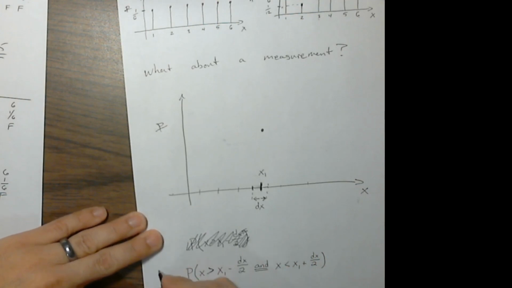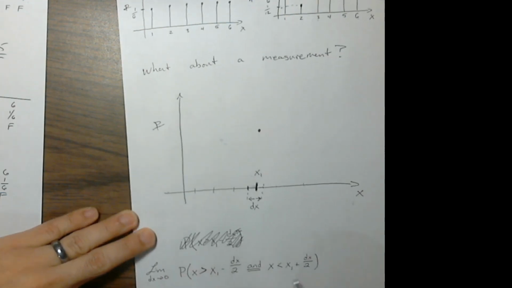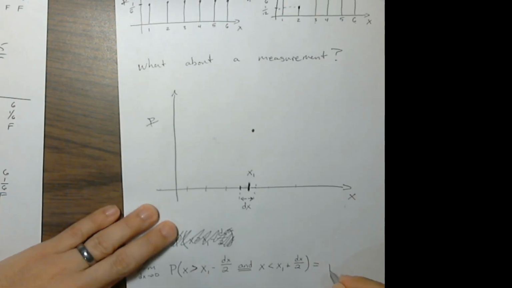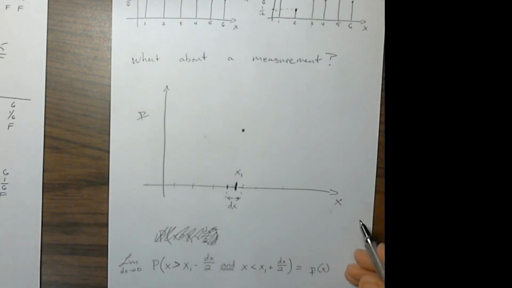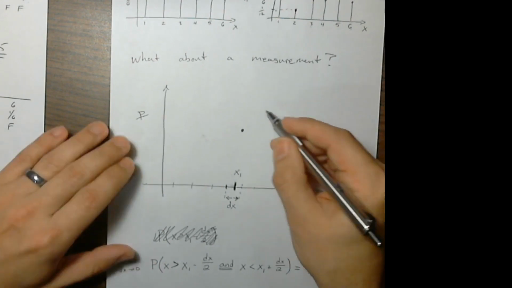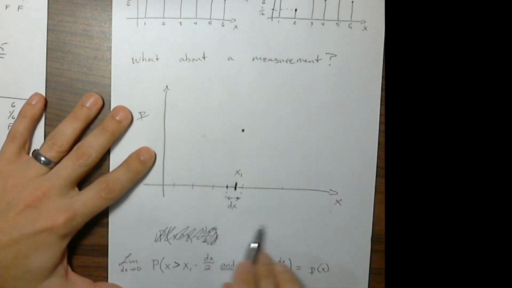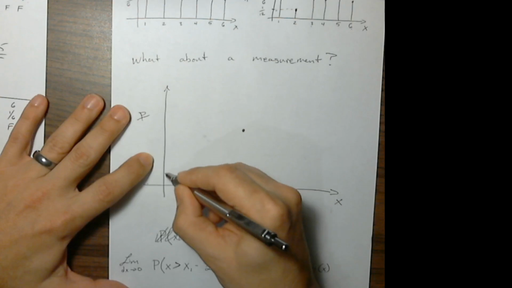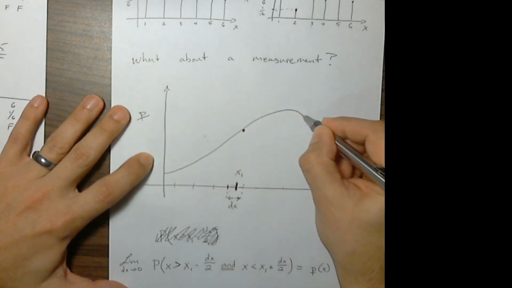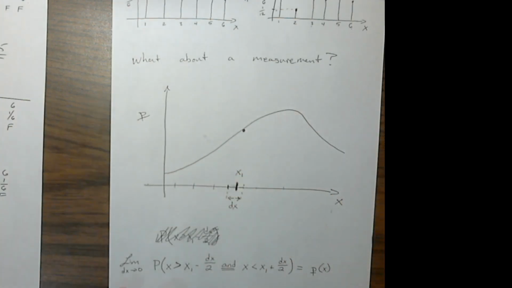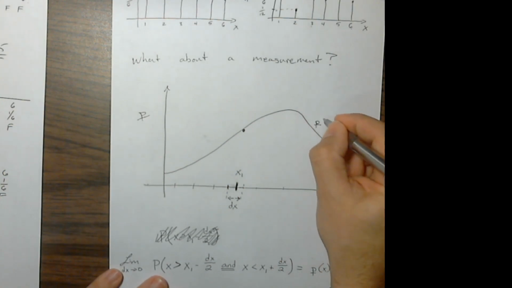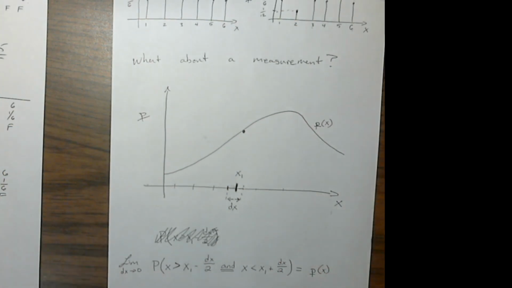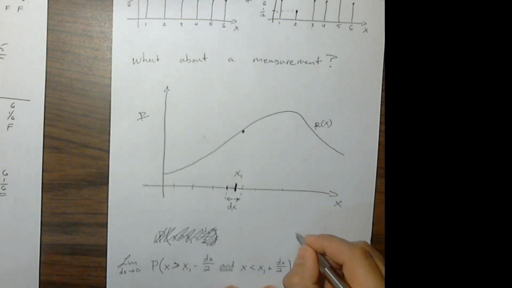And then if I say, well, this is little p. And I can repeat this experiment as often as I want, and I get a function, little p of x. This is called a probability density function.